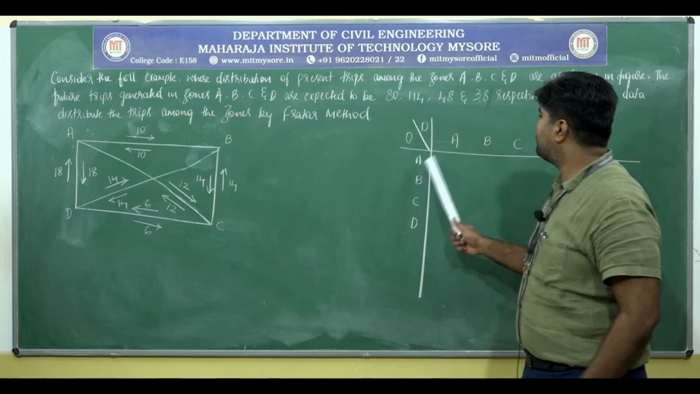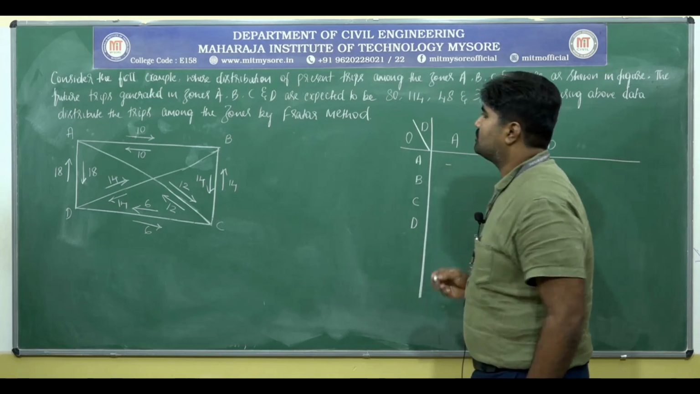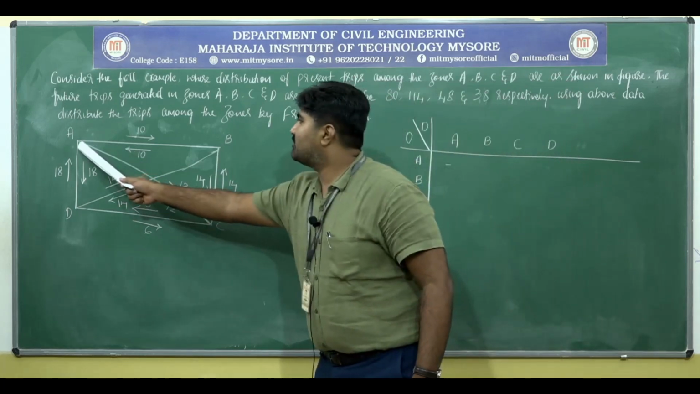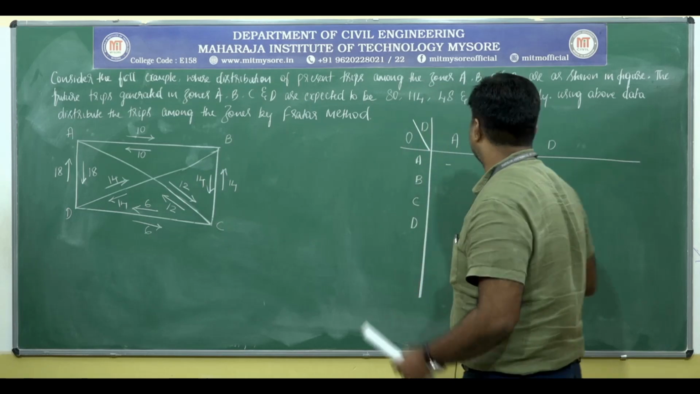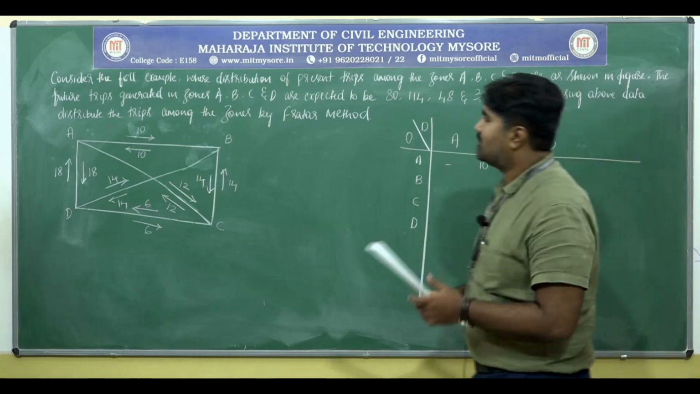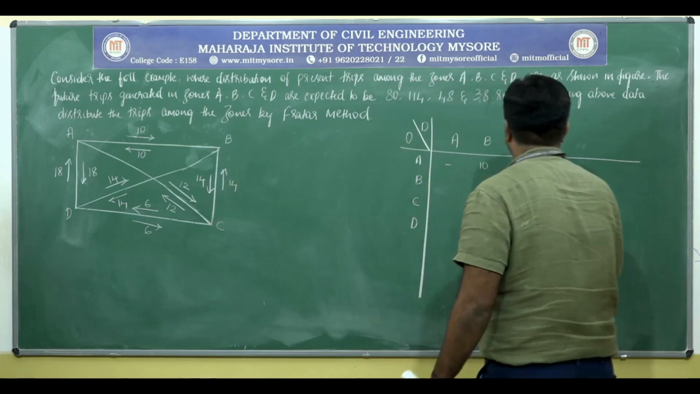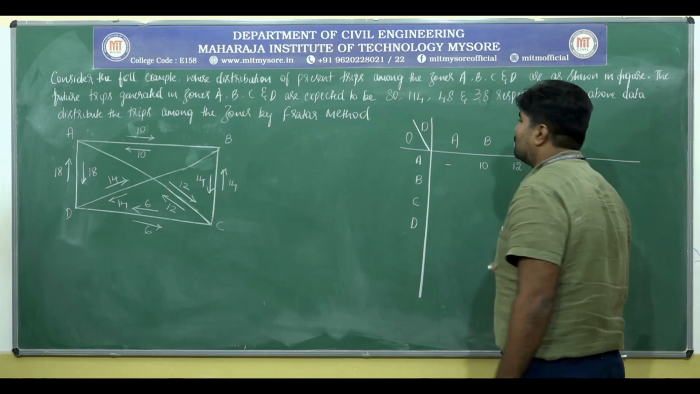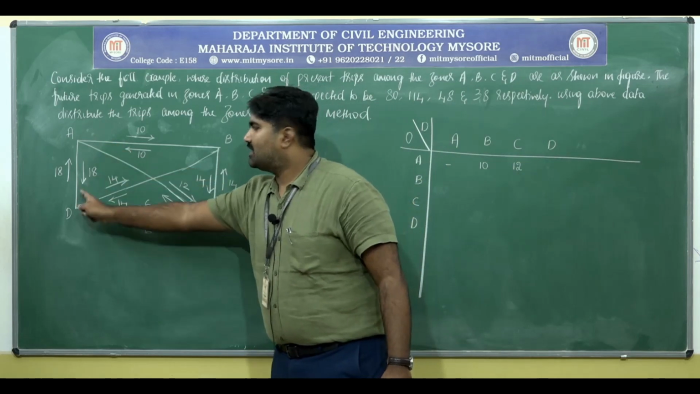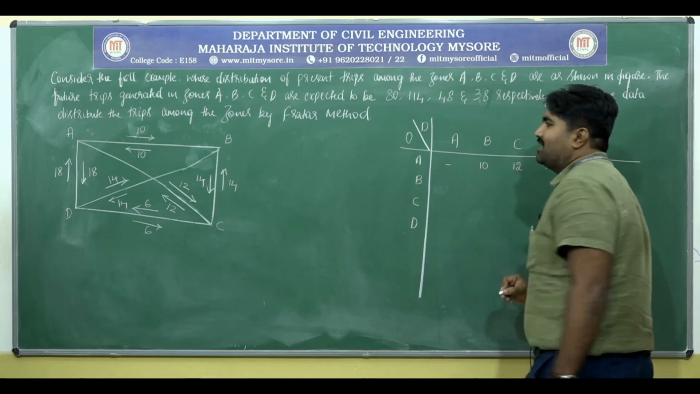See here, there are no trips between A to A, so dash, zero. Next, the trips between A to B: we have 10 trips. Next, A to C: we have 12 trips between A to C. Next, trips between A to D: we have 18 trips between A to D.